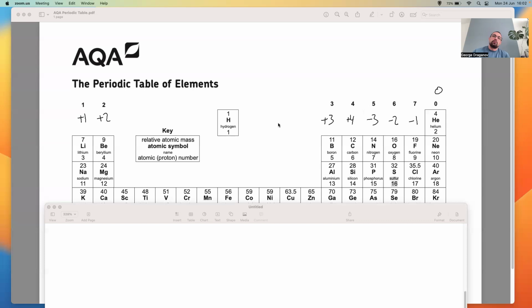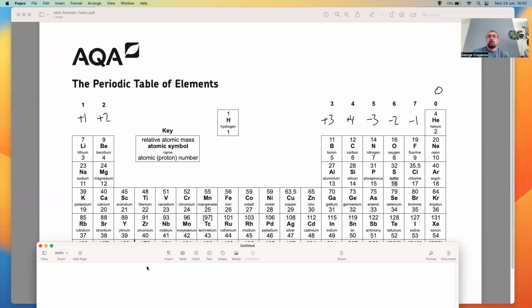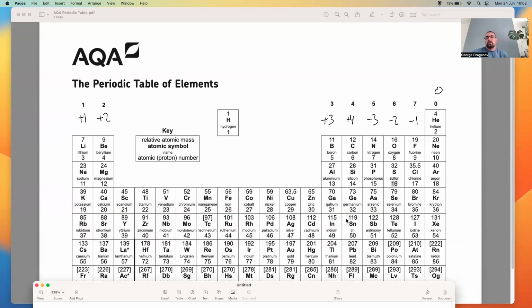Now, the power of this tool is that you now know the charge of any of these. So if someone asks you for rubidium, you know it's +1. If they ask you for astatine, it's -1. If they ask you for bismuth, it's -3. If they ask you for calcium, it's +2.